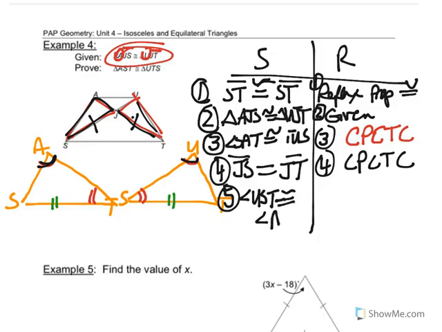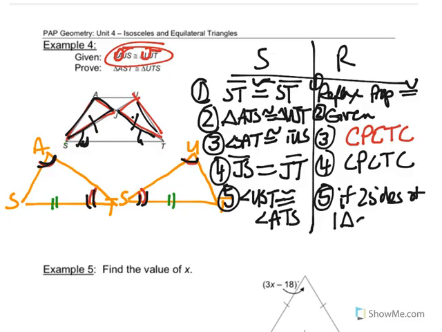And as a result of that, we can say, number 5, that angle UST is congruent to angle ATS. So that's these angles, which we did up here. Our justification for that is back to our theorem on the front page: if two sides of one triangle are congruent, then the opposite angles are also congruent.